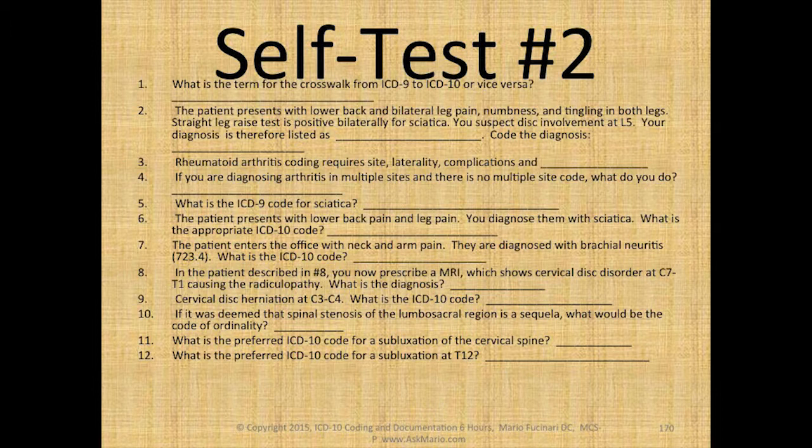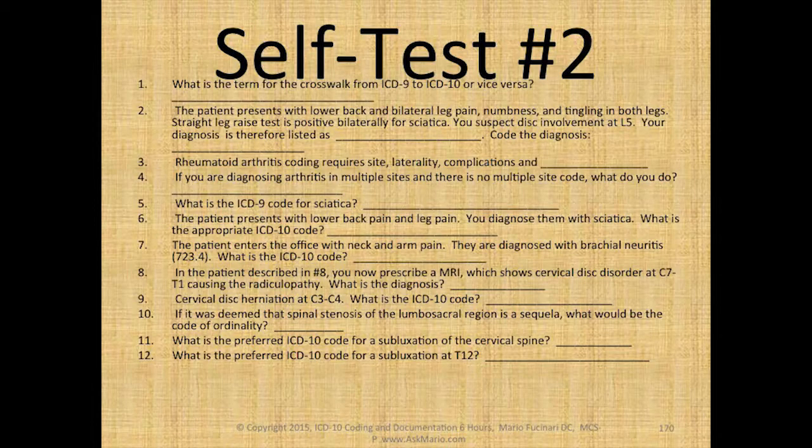M54.42 is the left side. Rheumatoid arthritis coding requires site, laterality, complications, and the RF factor. If you are diagnosing arthritis in multiple sites and there's no multiple site code, what do you have to do? Code each different site individually. Okay, what is the ICD-9 code for sciatica?